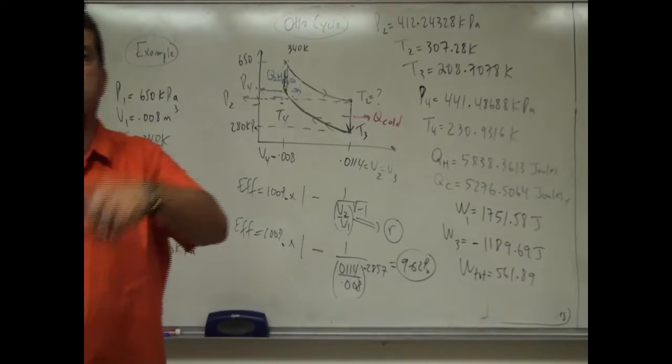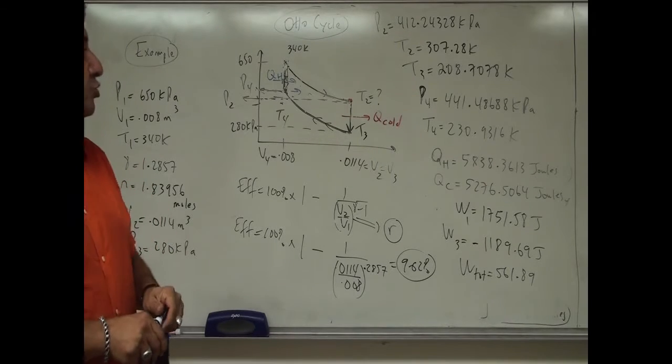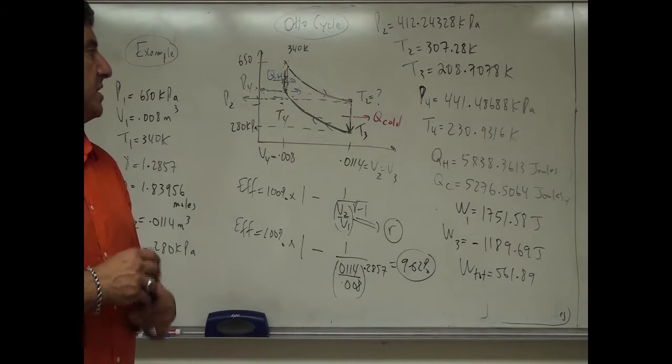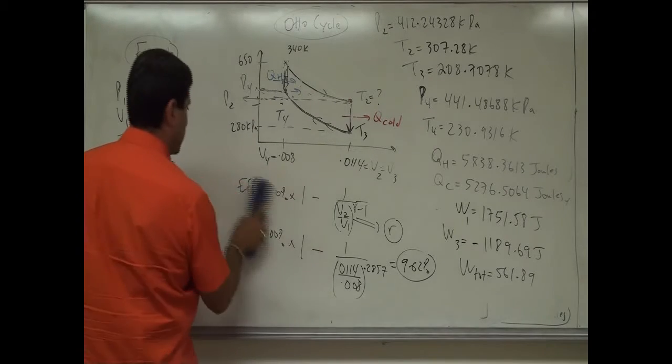And for the Carnot cycle, it's T hot minus T cold over T hot. The next thing to do is to ask what is the change in entropy in each stage.